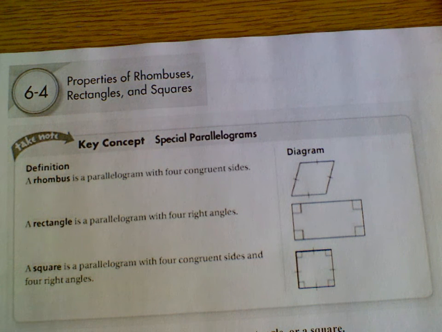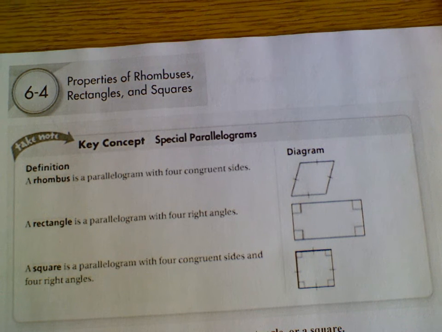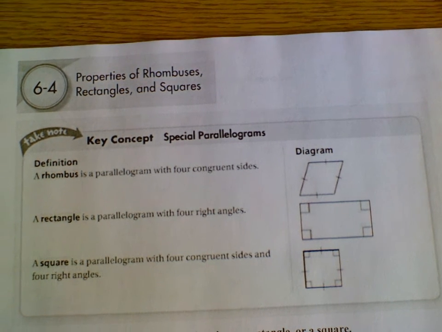So I also put section 6.4 and 6.5 together as well because they are similar shapes, kind of like 6.2 and 6.3 was about parallelograms. 6.4 and 6.5 are about rhombuses, rectangles, and squares. So first piece is just knowing what the definitions are.